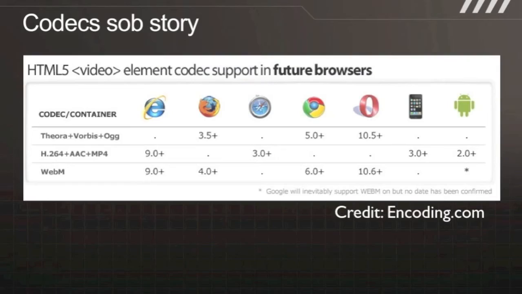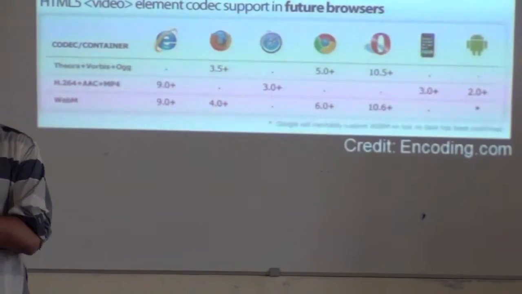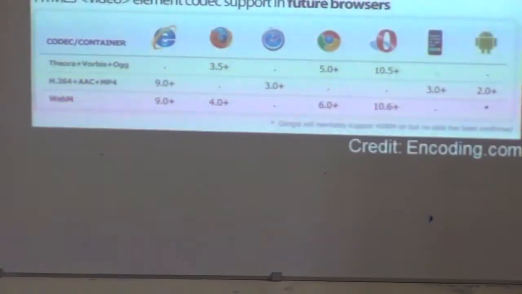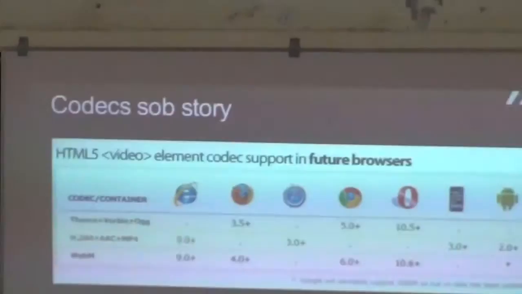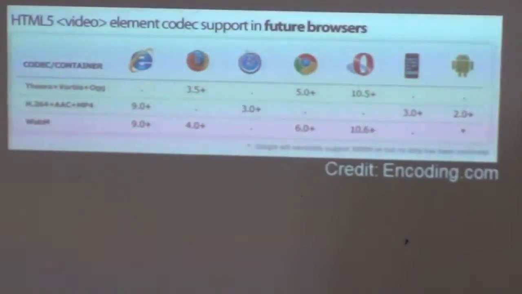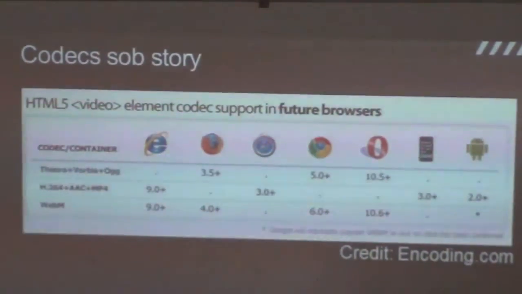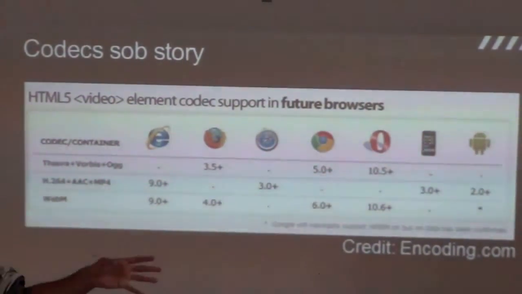The sad story is the codec story. It turns out there are different codecs. Right? So video is always compressed, right? Uncompressed, a 5-minute video will probably be 500 megs. So everything gets compressed. Now the question is, how do you compress it? There are different standards for it.